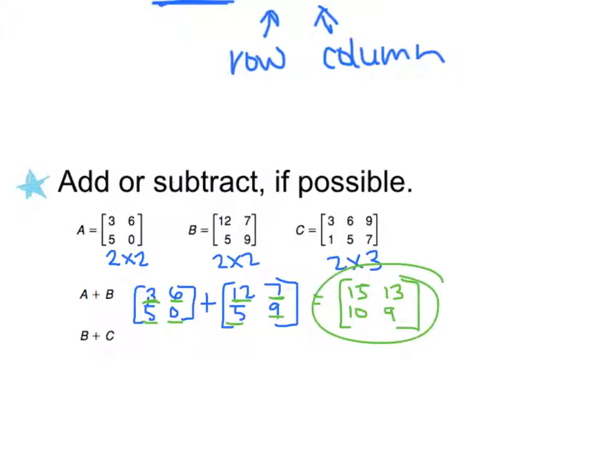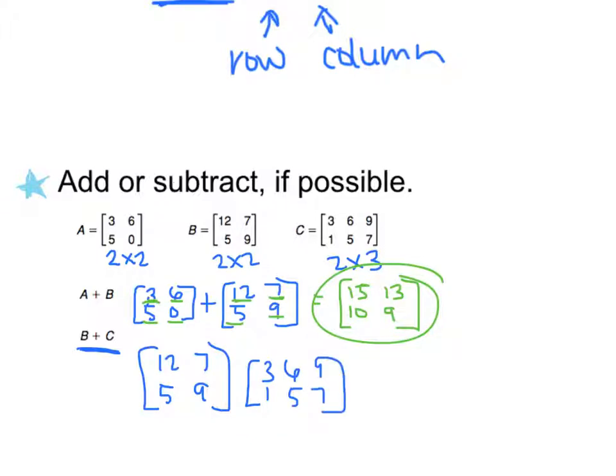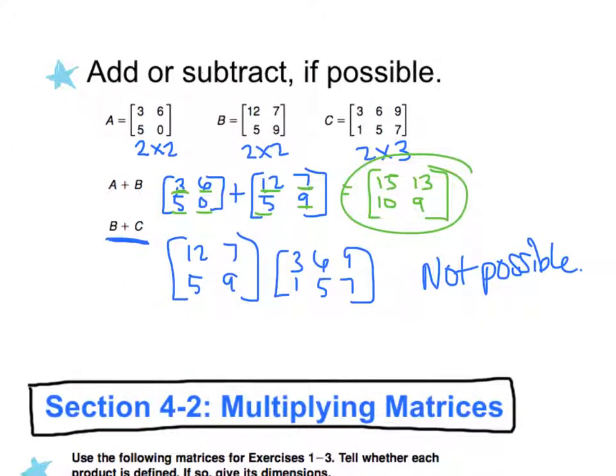Now if we move on to B plus C, notice how B is going to be a 2 by 2 matrix, and C is a 2 by 3. Since we don't have the same dimensions, it's going to be not possible. And then I want you guys to give me a description why. Say the dimensions aren't the same. We have to have the same size in order for it to be possible to add or subtract.